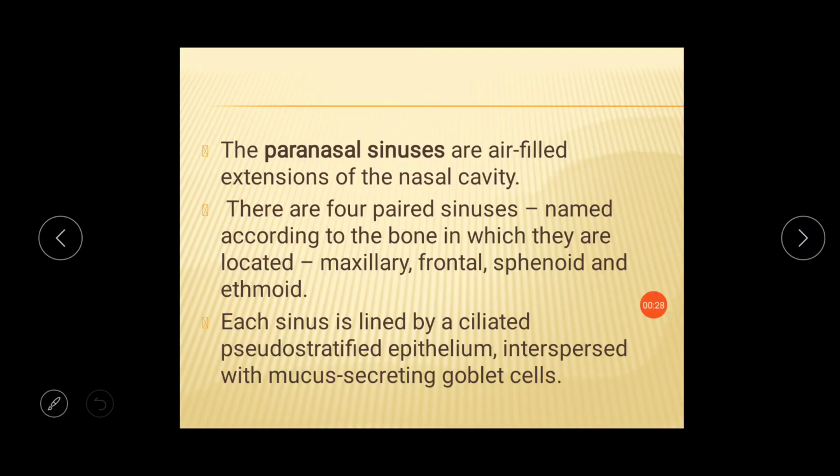There are four paired sinuses which are situated on the right and left sides, named according to the bone in which they are located. Maxillary sinus is situated in the maxilla bone, frontal sinus in the frontal bone, sphenoid sinus in the sphenoid bone, and ethmoid sinus in the ethmoidal bone. Each sinus is lined by a ciliated pseudostratified epithelium interspersed with mucus secreting goblet cells.